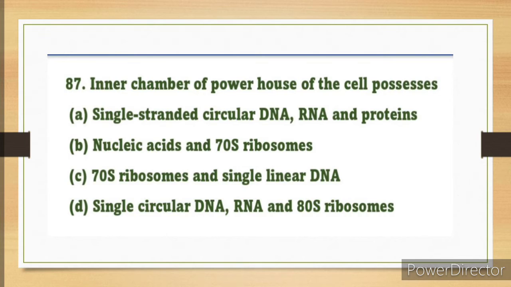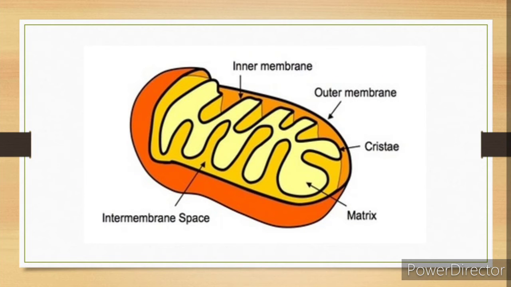Question number 87. Inner chamber of powerhouse of a cell possess. What is the powerhouse of the cell? Mitochondria. What is its inner chamber? Mitochondrial matrix. The mitochondrial matrix contains a high concentration of soluble proteins, nucleotides, some lipids, circular DNA, 70S ribosomes and some inorganic molecules. So here the right option is option A, single stranded circular DNA, RNA and proteins. Here the inner chamber is called the mitochondrial matrix.